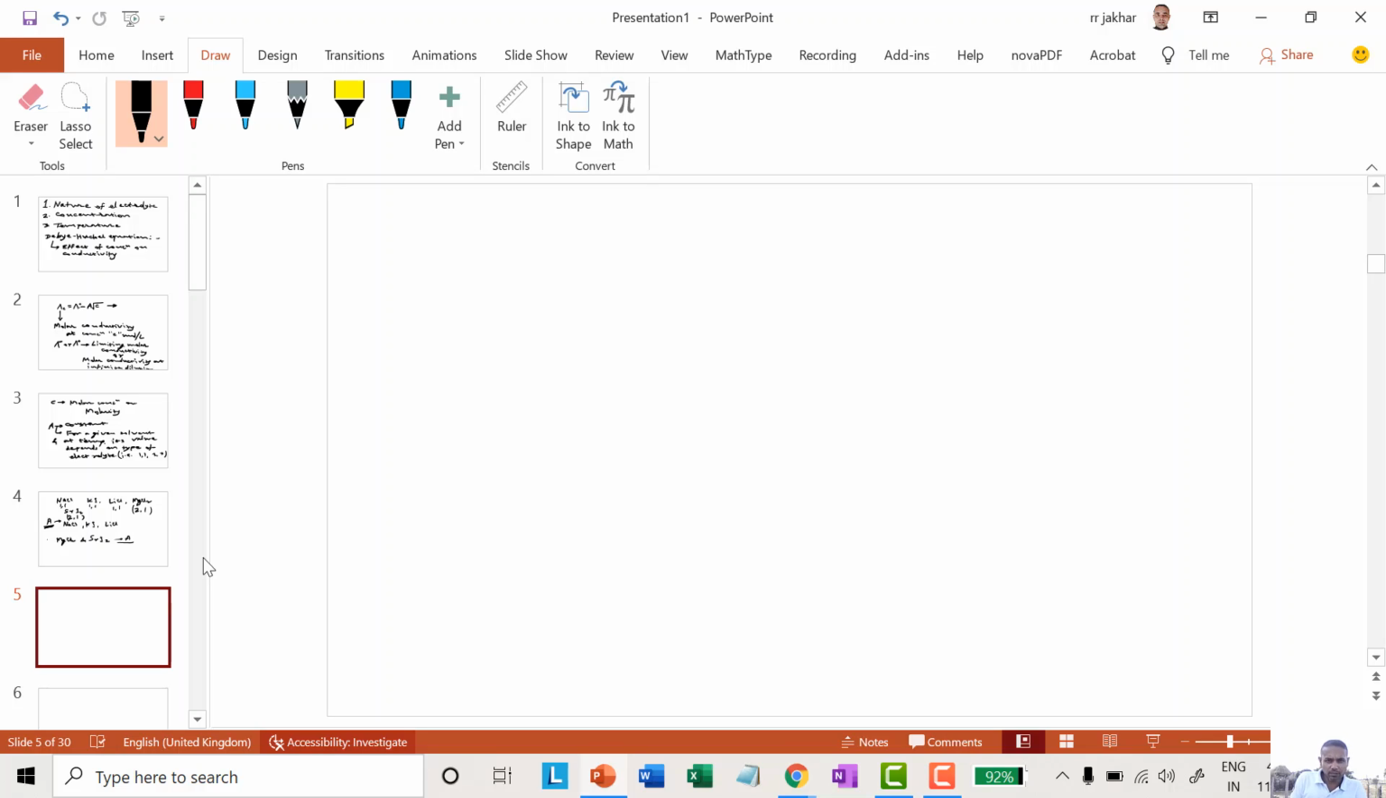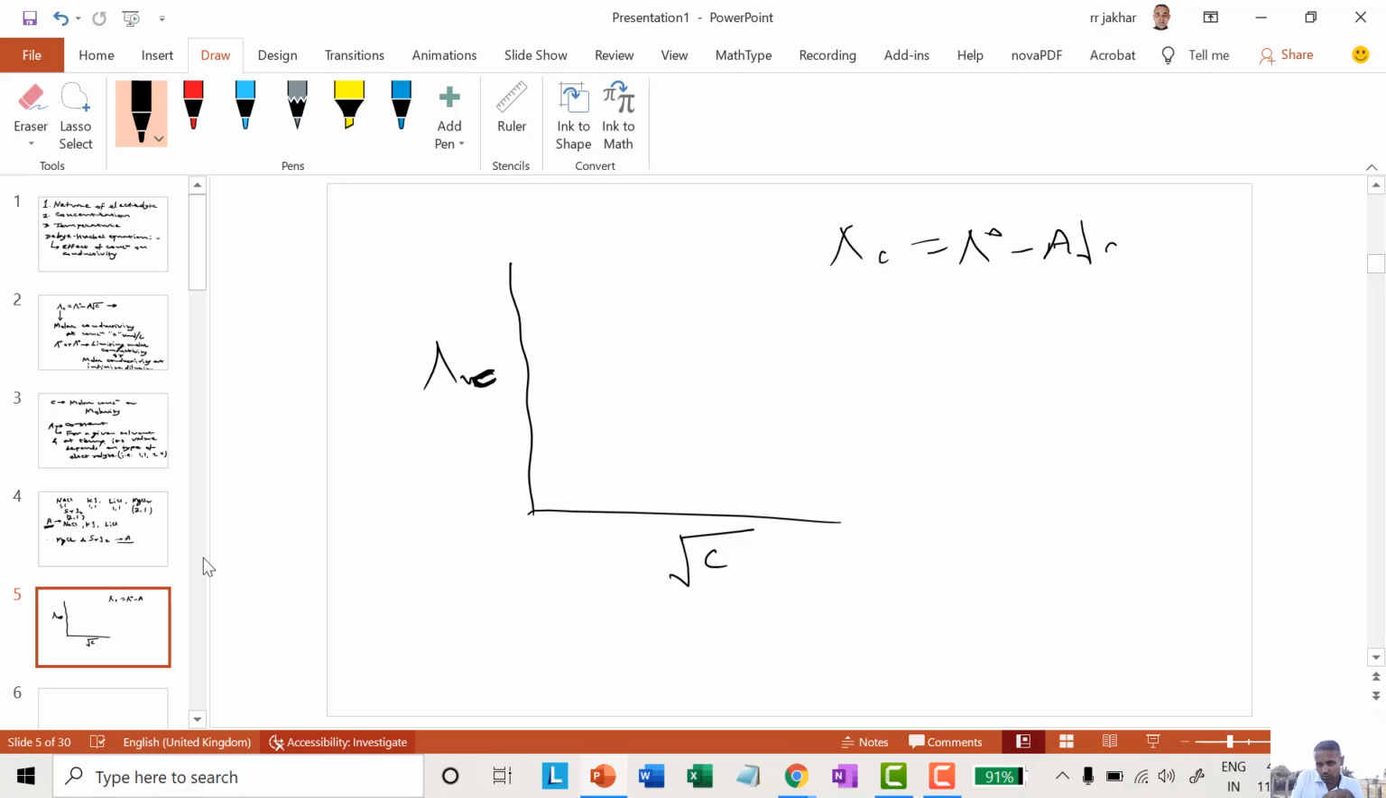Now we have a plot between lambda c versus root of c, and we are explaining the effects of concentration here. So if we draw a plot between molar conductivity at concentration c mole per liter and root of c, that is root of molarity, can you say which kind of curve we are getting? We have the relation lambda c equals lambda naught minus a root c. So this is a y equals c minus mx type curve. Here in place of y we are taking lambda c, in place of x we are taking root c.